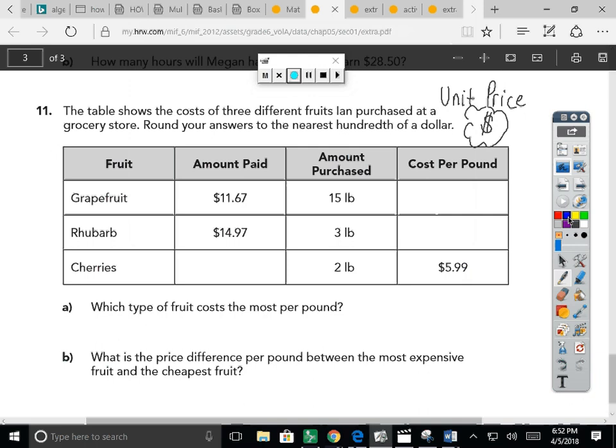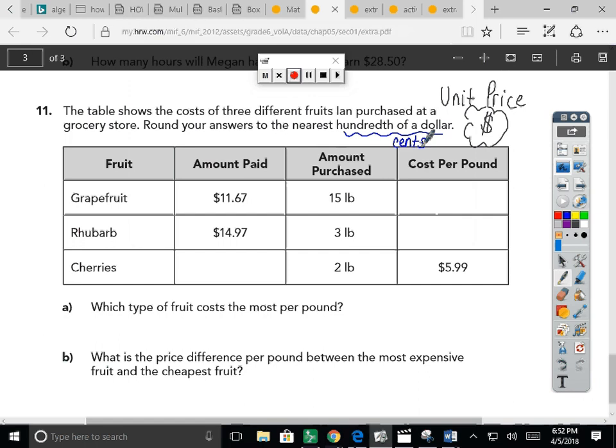On number 11, they give us a table to organize. It says the table shows the costs of 3 different fruits Ian purchased at a grocery store. Round your answers to the nearest hundredth of $1. That kind of makes sense to me. If I think of a hundredth of $1, that's like saying a cent. I want to round to the cents, so just thinking ahead, I want to think about dollars and cents.